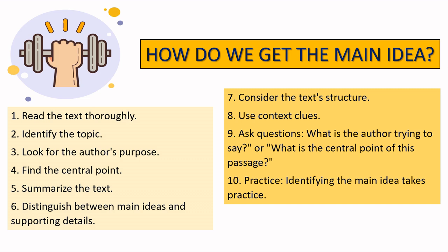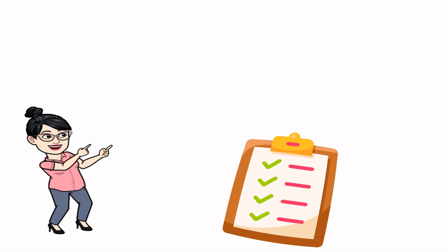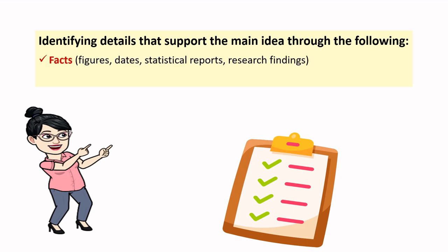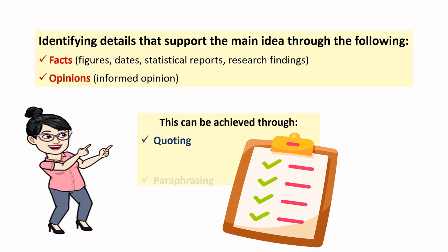Now let's talk about identifying details that support the main idea through the following. Facts. These are the figures, dates, statistical reports, research findings. Opinions. These are the informed opinions. The main idea can be found by examining the facts presented in the text, such as dates, figures, statistical reports, or research findings. Another way is by considering the opinions expressed in the text. This can be achieved through quoting, paraphrasing, and summarizing.